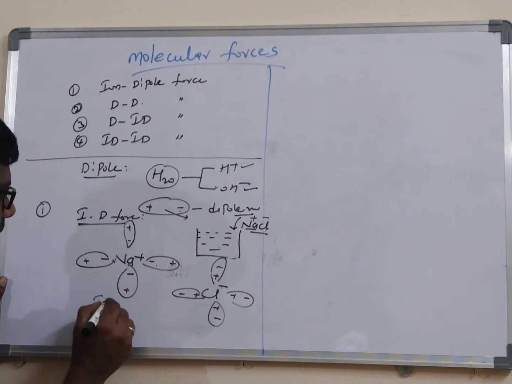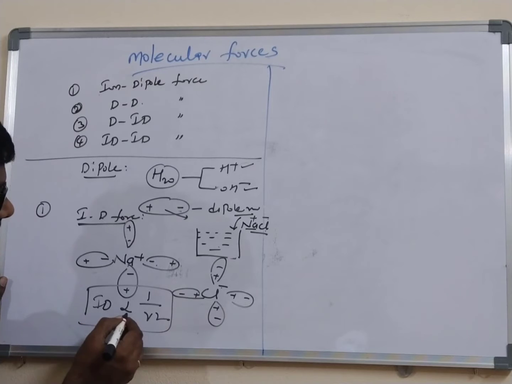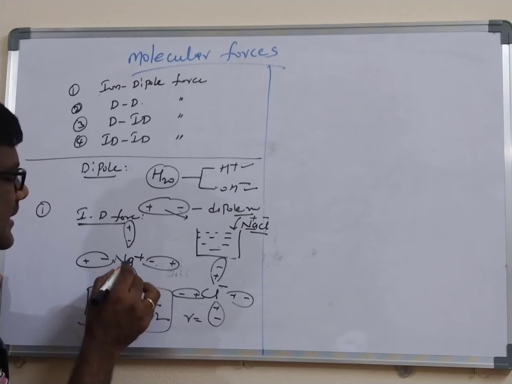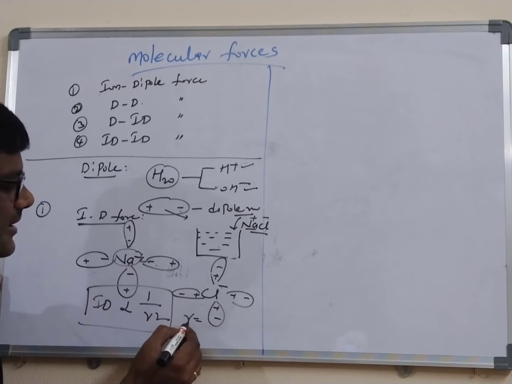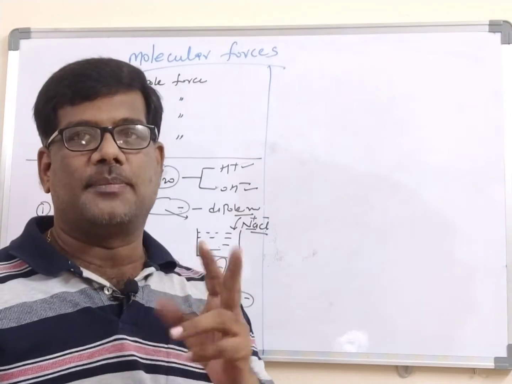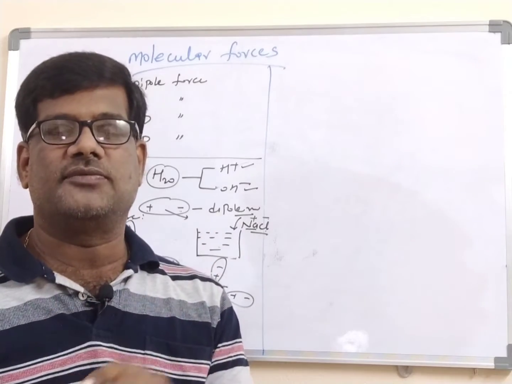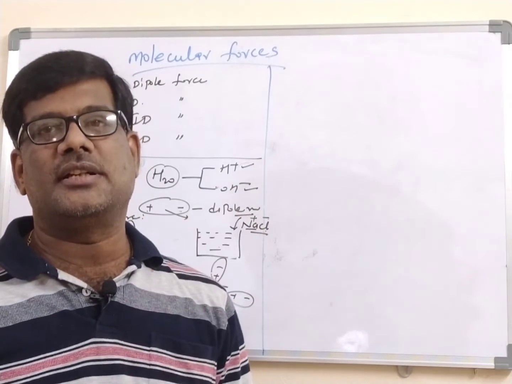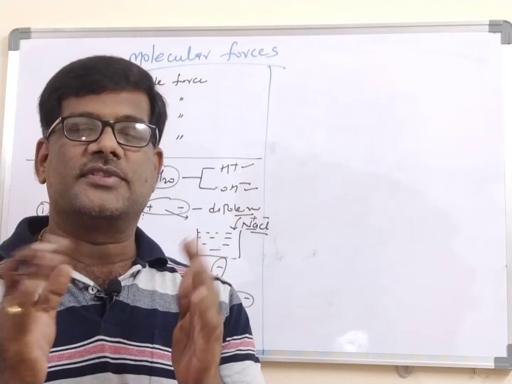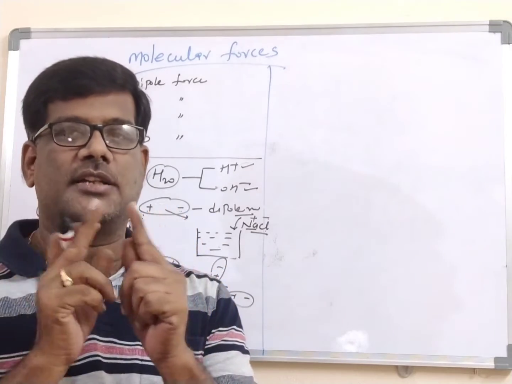This ion dipole force is directly proportional to 1 by r square, where r is the distance between the ion and the dipole. That's all. This is the ion dipole force. A force that operates between the ion and a dipole molecule is called the ion dipole force. In the ion dipole force, the positive ion moves to the negative end of the dipole, and the negative ion moves to the positive end of the dipole. Ion dipole force is directly proportional to 1 by r to the power of 2, where r is the distance between the ion and the dipole.